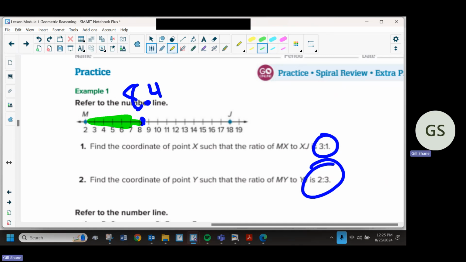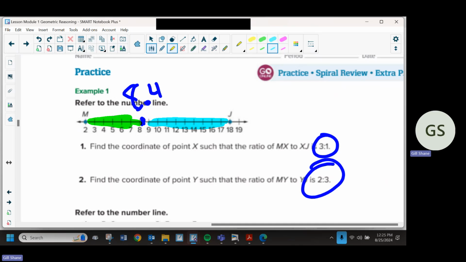If I look at these two lines, I can kind of say, well, is that green line a little bit smaller than the blue line? Yeah, that's a little bit smaller than the blue line, so that would make sense. It shouldn't be way, way smaller because a ratio of 2 to 3 means they're relatively close in size to each other, unlike 3 to 1, where one should be quite a bit bigger than the other one. But yeah, 8.4 makes sense.